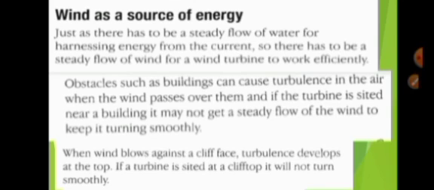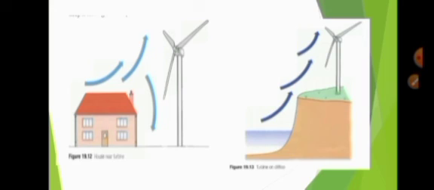When wind blows against a cliff face, turbulence develops at the bottom. If a turbine is sited at the cliff top, it will not turn smoothly. So these are pictures of a turbine on a cliff top and the housing blocking the wind from reaching the turbulence.